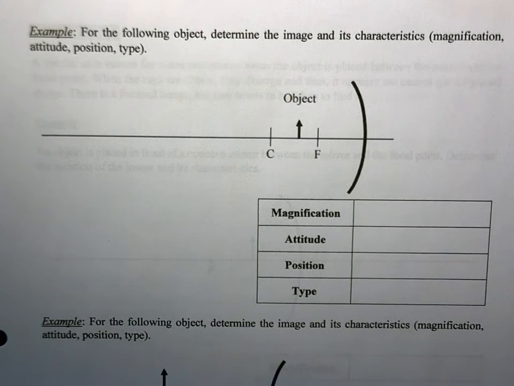Alright, we're going to look at how to sketch a ray diagram for two mirrors. We're going to look at one for a concave mirror, and one for a convex mirror. So we showed you how to draw three different rays. At the end of the day, you only have to be able to draw two of them.